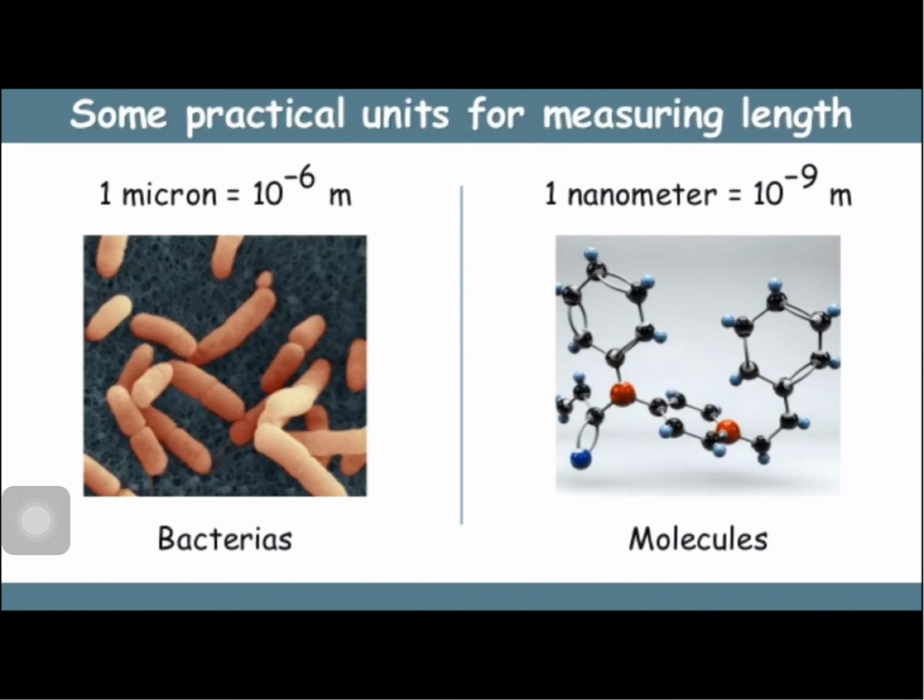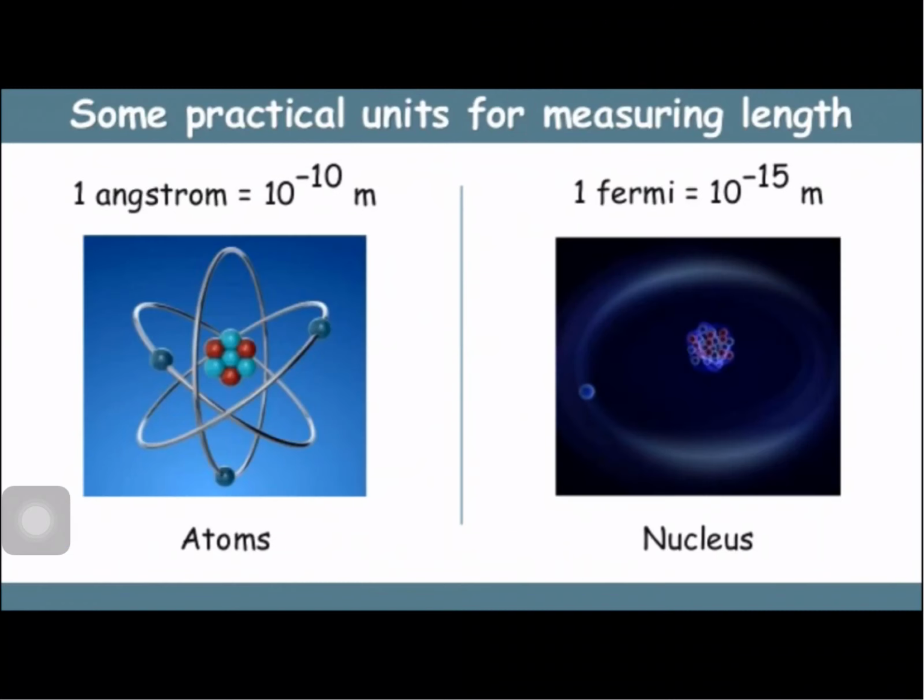Some practical units for measuring length. For example, bacteria are in the range of a micron, molecules in the range of a nanometer, or nanometer 10 power minus 9 meter. And for length, an atom is in the range of 10 power minus 10 meter. In the case of the nucleus, 10 power minus 15 meter. The diameter of the atom is 10 power minus 10, and the diameter of the nucleus is 10 power minus 15. This is all the range.